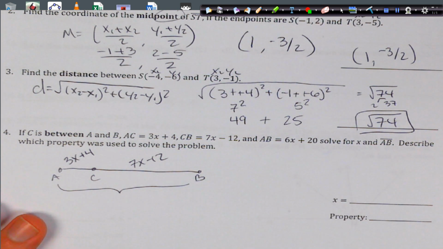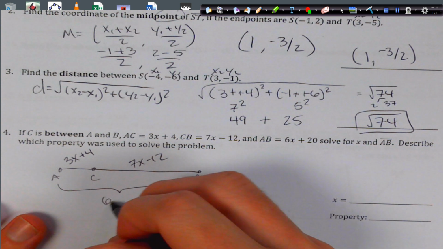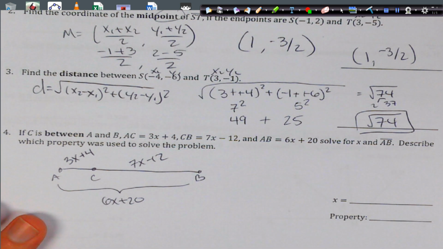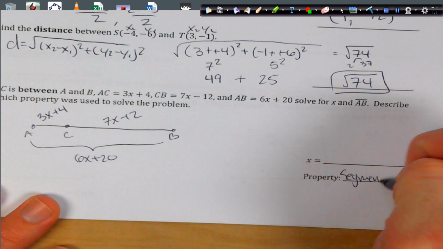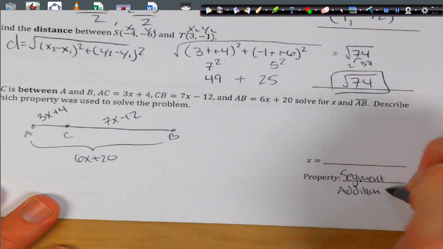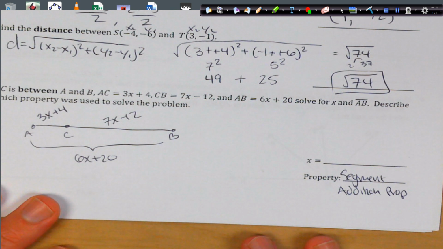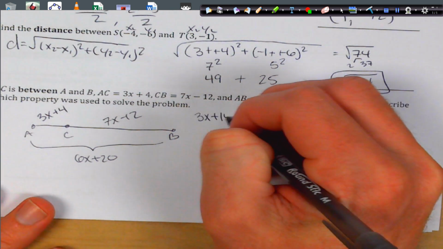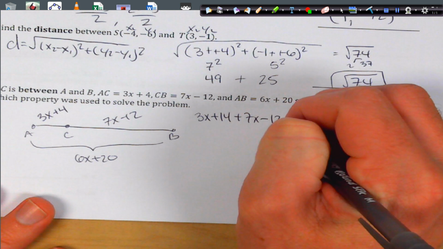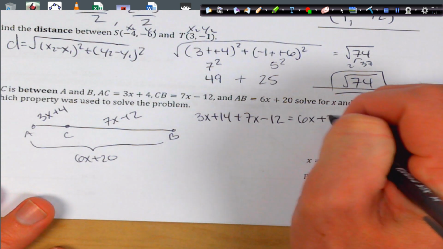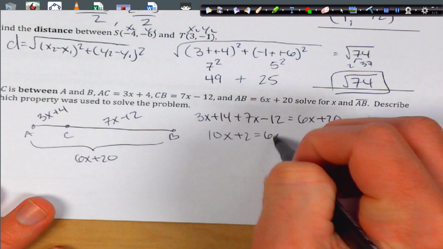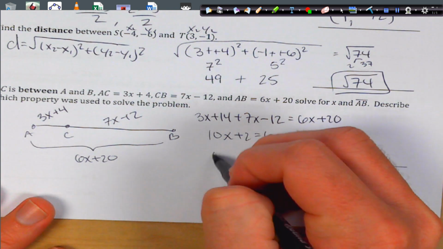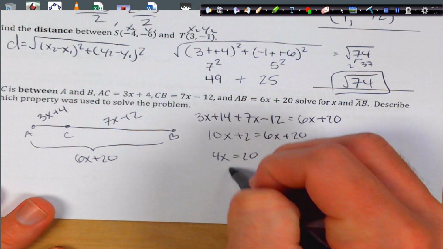Okay, so, and then we have 6x plus 20 here. Okay, so what happens is these two little pieces should actually make the big piece. We would call this property the segment addition property. And so that's what we're going to do. We do 3x plus 14 plus 7x minus 12 equals 6x plus 20. By like terms, we get 10x, that's going to be plus 2, equals 6x plus 20. I'm going to subtract the 6x to get 4x, subtract the 2 to get 20. X is going to be 5.